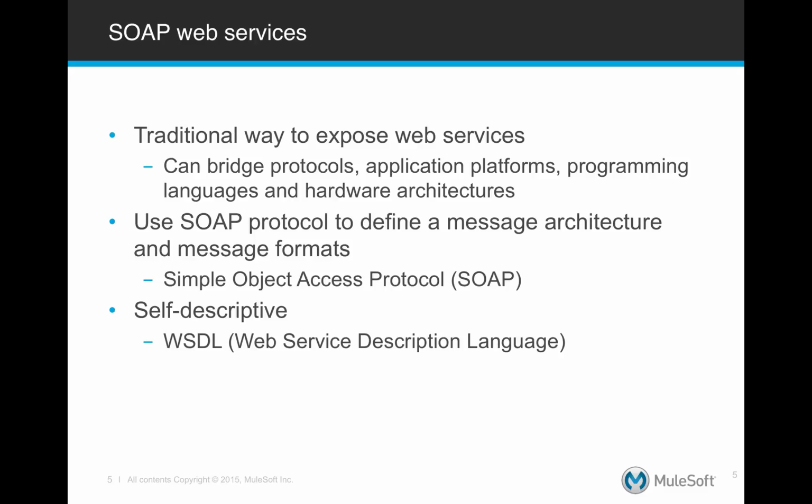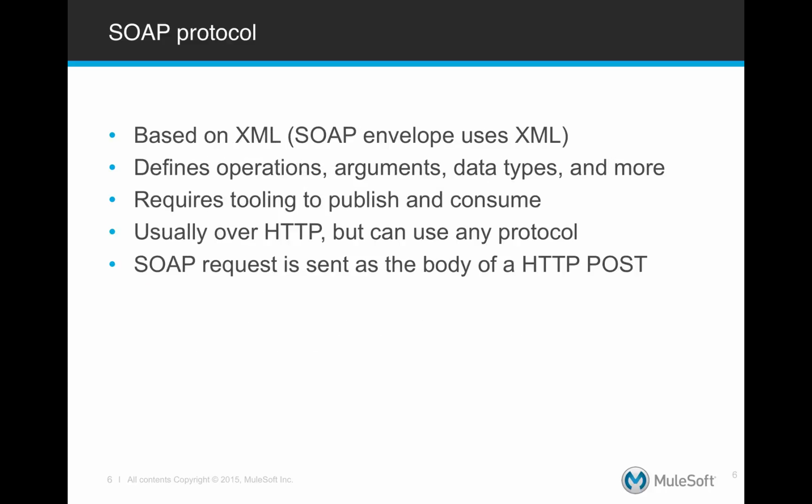One of the huge benefits of SOAP is that it's self-descriptive. It uses a WSDL, or Web Service Description Language, that can contain a lot of information about the calls available and the data in those SOAP services. The SOAP protocol is based on XML. The SOAP envelope uses XML, so this is the envelope we'll typically use to transmit data out to a SOAP web service. It defines operations, arguments, data types, and more. So it's very verbose in describing what the SOAP service you're working with can do.